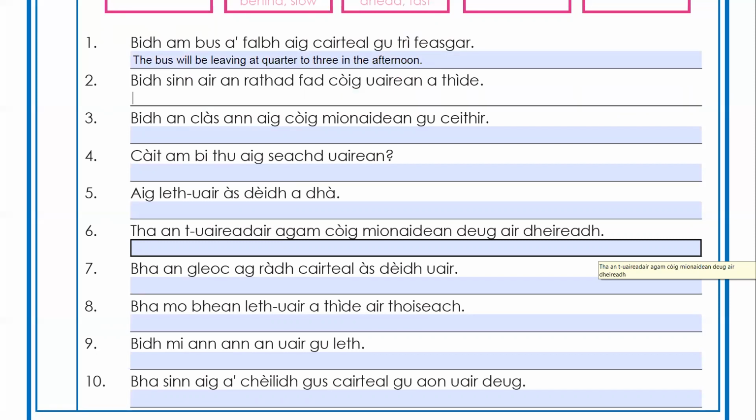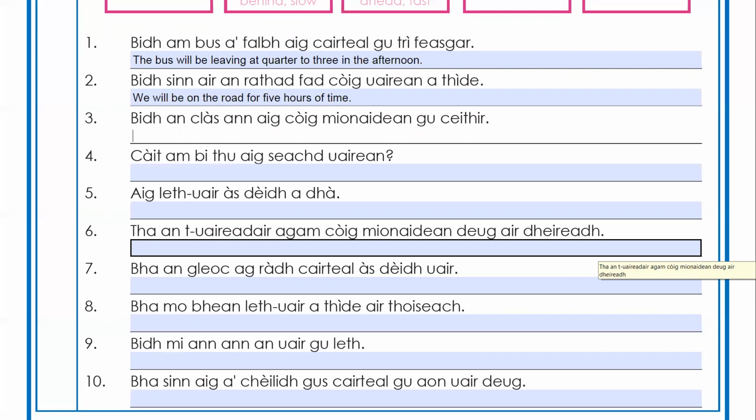Bhí sin ar an rad fad 5 uair in ahige. So we will be on the road for the duration of 5 hours of time. For 5 hours, you wouldn't say of time in English, but we will be on the road for 5 hours. Bísin in rad fad coig uair na híde.